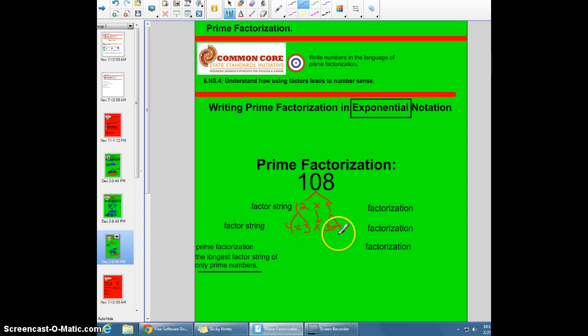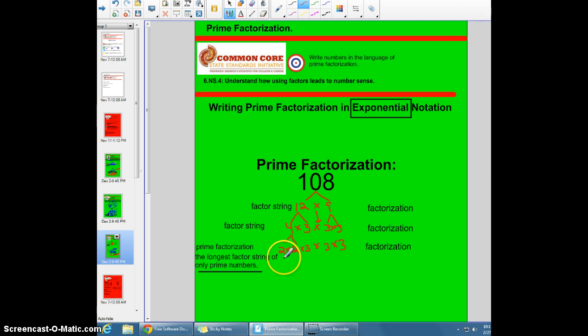Now, this is not the prime factorization because it's not the longest chain or string of numbers that are prime multiplying each other. Instead, we've got to continue further with a breakdown. Here's what I do know. I know that these threes are prime numbers. They only have themselves and one as a factor, but four is not. So I'm going to break the four down into prime numbers. Two times two makes four. Two is a prime number. And I'm going to repeat these threes because I have to make 108 as part of my factorization.